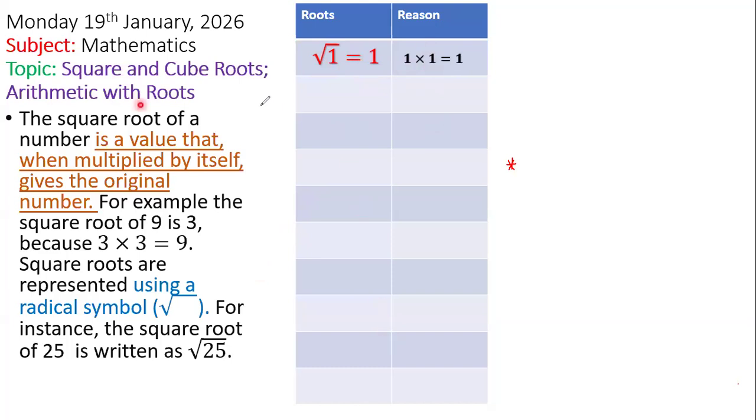Next, we have the square root of 4. What is the square root of 4? 2. Very good. Why? 2 times 2 is 4. Very good, because 2 times 2 is 4. I know I can get you with this one. What is the square root of 9? 3. Very good. The square root of 9 is 3.